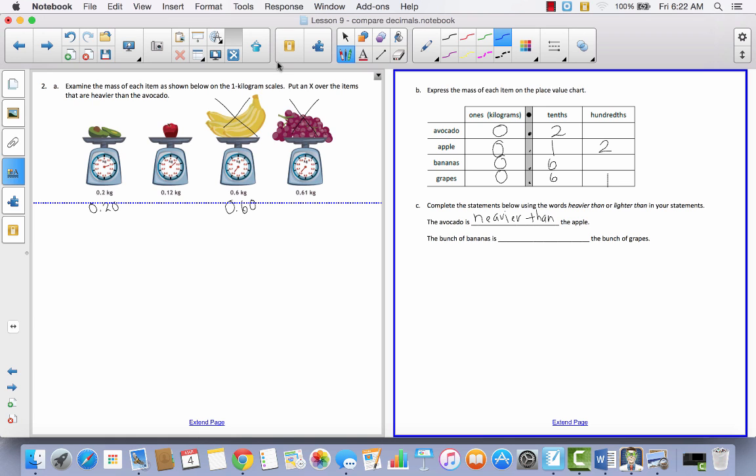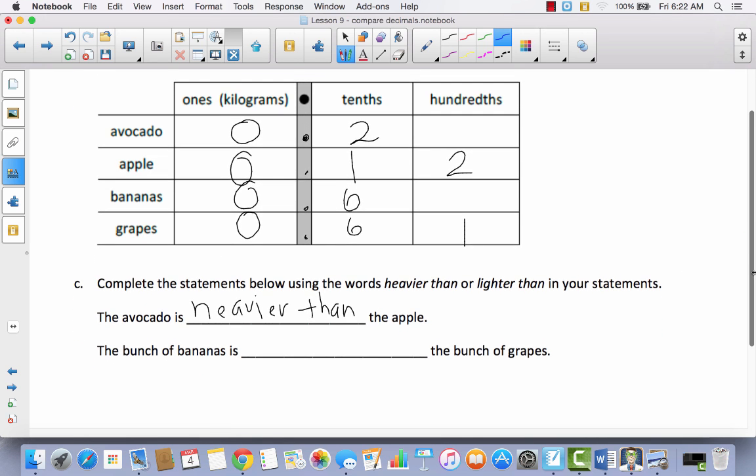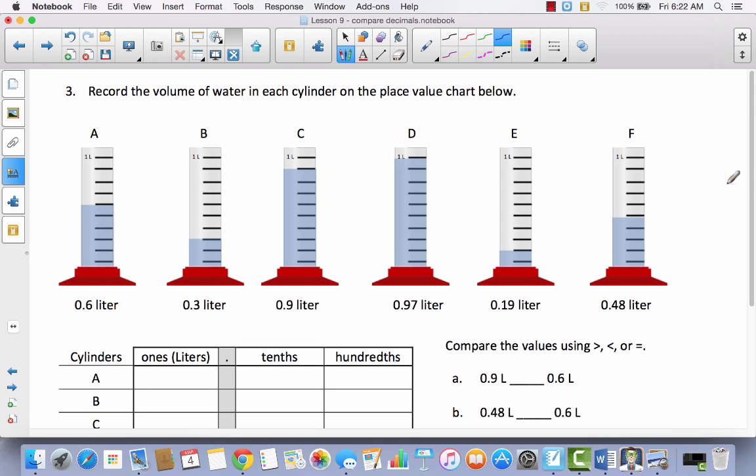Okay, I'm going to go back to full screen here. I don't need that picture anymore. All right, and the bunch of bananas, look at the bananas compared to the grapes. They both have a 6 in the tens place, but the bananas has no hundredths and the grapes have 100. They're very close, aren't they? But the bunch of bananas is actually lighter than the bunch of grapes. Not by much though, only 1/100th of a kilogram or a gram. That's not much. Okay, now we're going to look at metric volume.